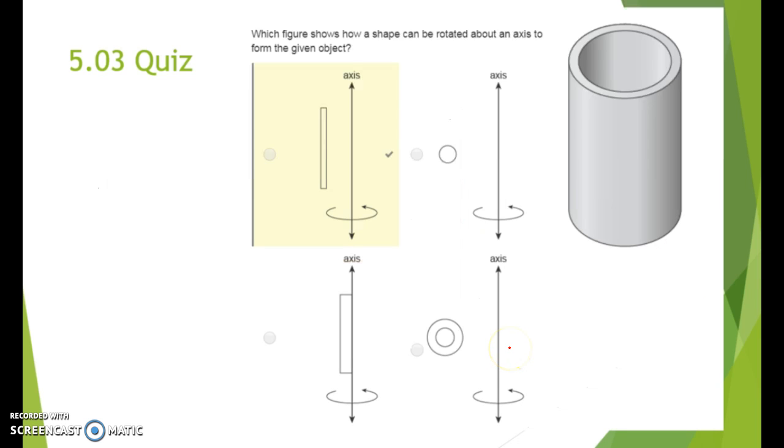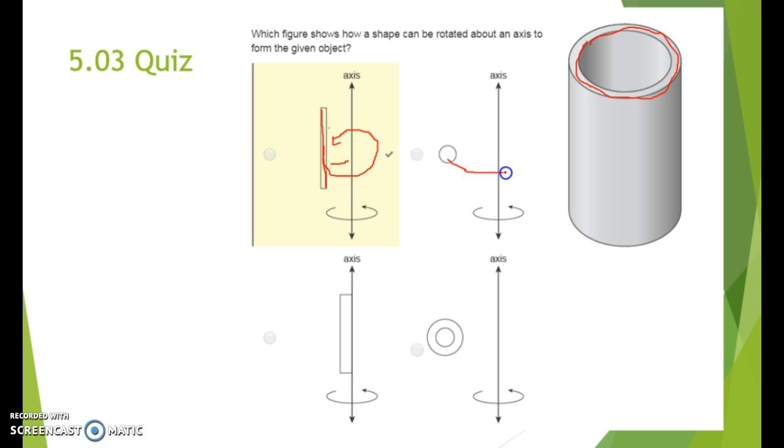And then this one says, which figure shows how a shape can be rotated about an axis to form the given object? So notice that this is a hollow cylinder. So it's almost like a pipe of some sort. In order to form that, you would need just a thin rectangle spaced out from the axis. That's what creates the hollow. The space between the object and the axis is what creates a hollow image. So when we rotate that around, it does in fact give us this exact hollow cylinder.